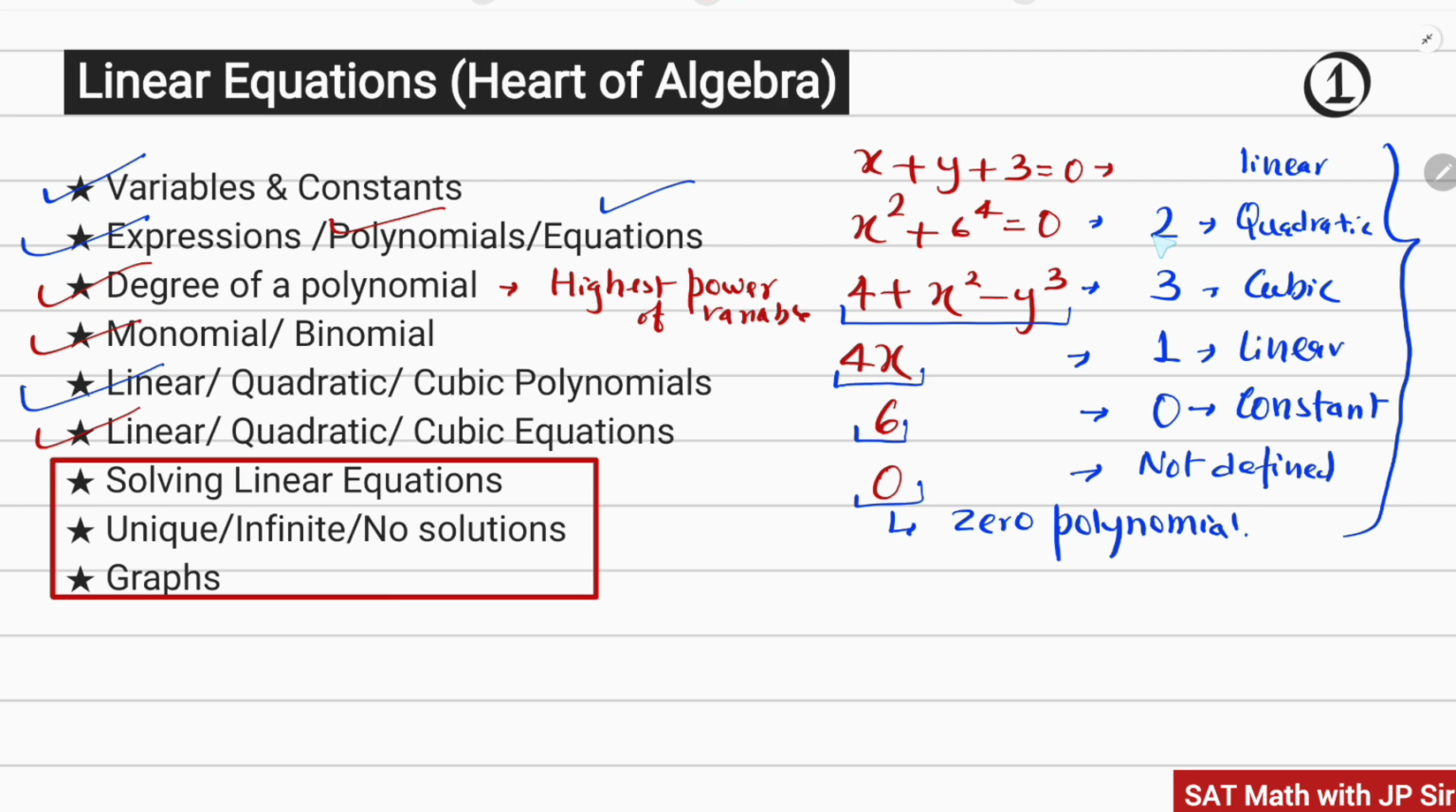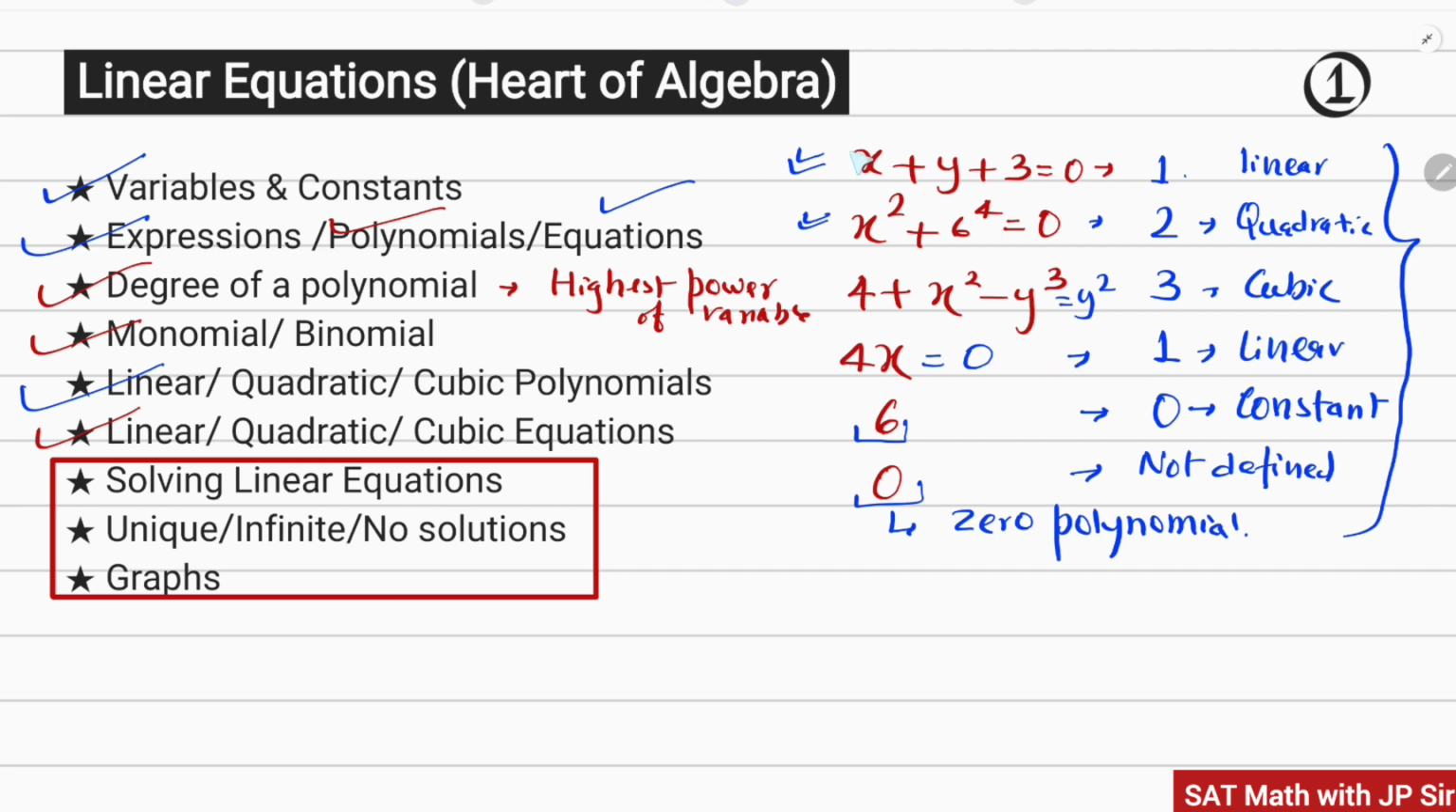This is its degree. Its highest power is 1, so it's a linear equation. Now it has become an equation because something is equal to something here. It is a quadratic equation. It is a cubic equation. If we put this equal to 0 or 1 or 2, even if we put this equal to y square, it is still a quadratic equation. It is still a cubic equation because the highest power is 3 here. If we put this equal to 0, it again becomes a linear equation.